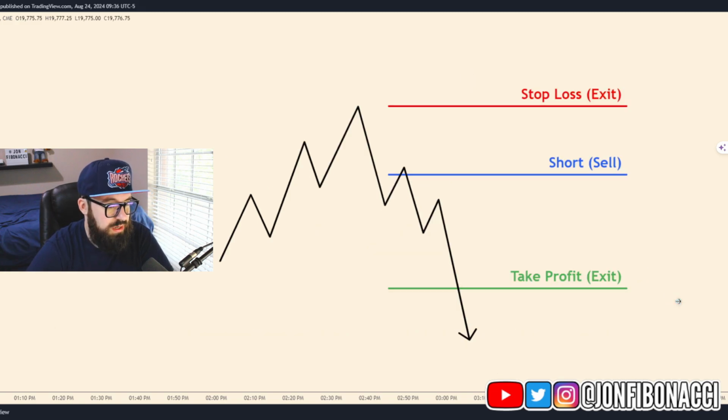All right, now the inverse of the last slide is here. If the market comes up and I short this market, right, I'm selling the market, I'm shorting this market, I will have a buy stop up here. That's going to be my stop loss, a buy stop, because I will buy the market as it goes up, and that will exit my short.